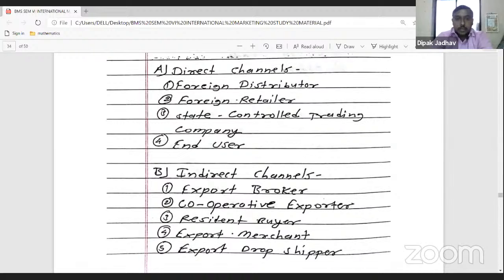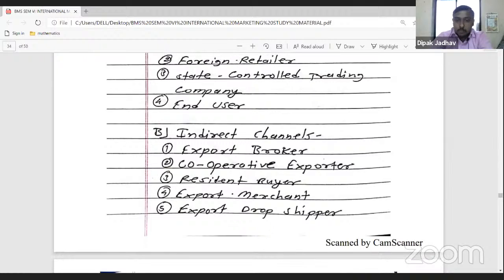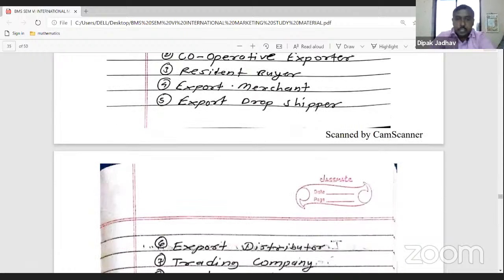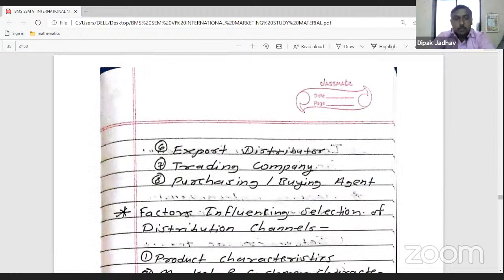And the indirect channel has the export broker, the cooperative agencies or exporters, the resident buyer, the export merchant, and the export drop shippers, same as in domestic markets. And the export distributor, trading companies, and purchase and buying agents, we can do it the same way.